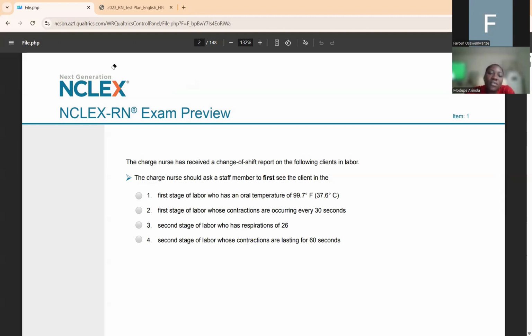The pass rate for the NCLEX is 88% to 94%. That's the pass rate, which means a lot of students don't fail the exam. I'm talking about people that are taking the exam for the first time.